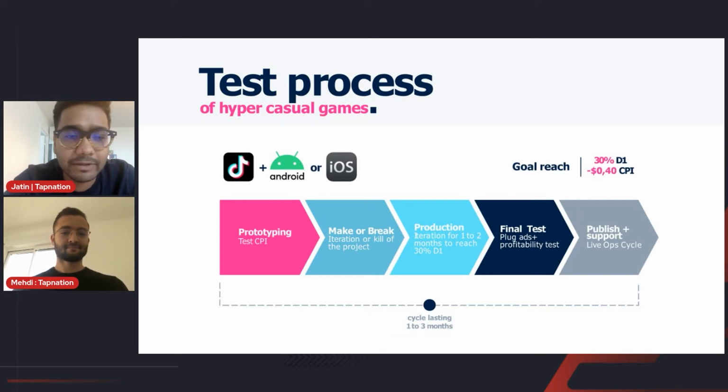So once we give the prototype, the studio develops that game, and then we do another test on Facebook and TikTok. And after that, of course, we register the CPI. And once the CPI is aligned to the original prototype we developed, the publishing team decides if they want to kill the project or they want to work further on it, iterate and add more content inside the game. And the cycle generally lasts for 1 to 2 months.